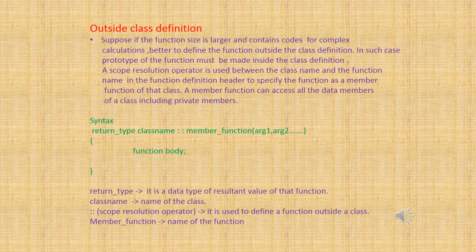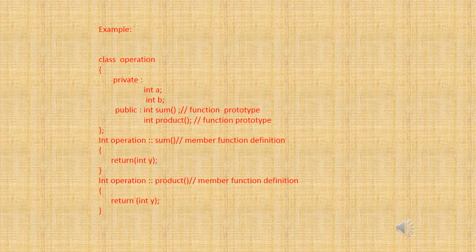Next is the syntax of outside class definition: return type, class name, scope resolution operator, member function, argument 1, argument 2 and so on, open curly bracket, function body, close curly bracket. Return type is the data type of the resultant value of that function. Class name is the name of the class. Scope resolution operator is used to define a function outside a class. Member function is the name of the function. This example shows how a member function is defined outside the class.